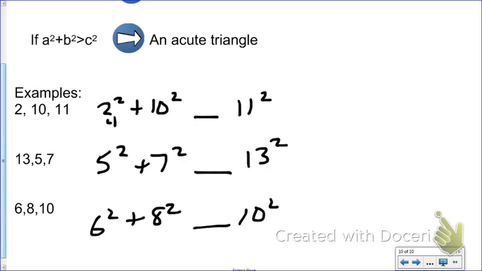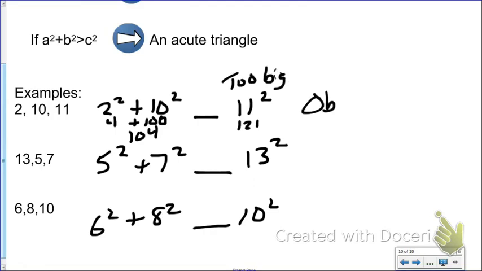So we have 4 plus 100. We're going to compare that to 11 squared, which is 121. So we've got 104 on the left, we've got 121 on the right. So the C squared is too big, and that means this one must be obtuse.